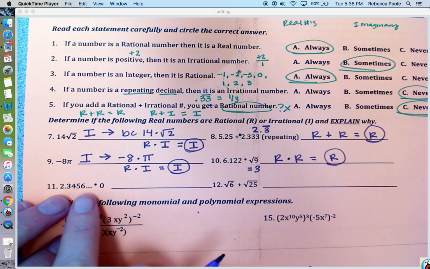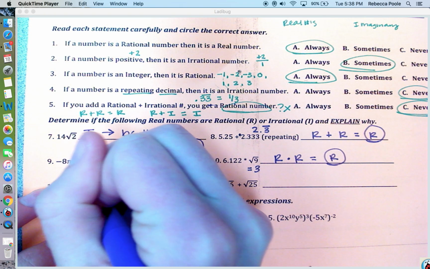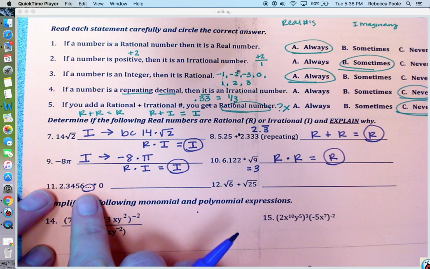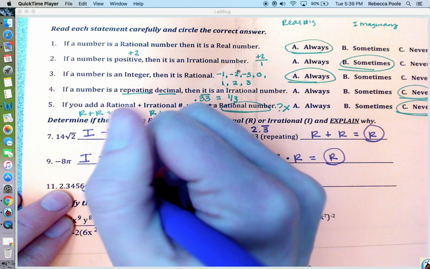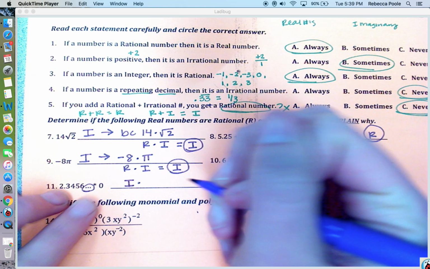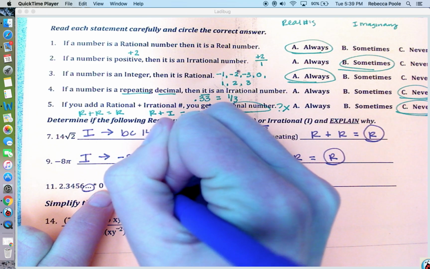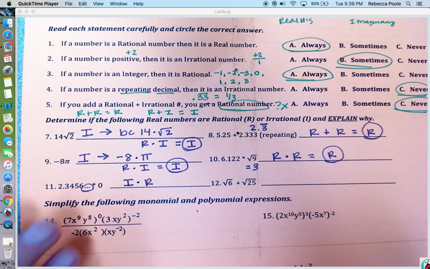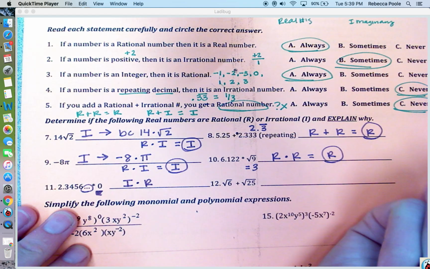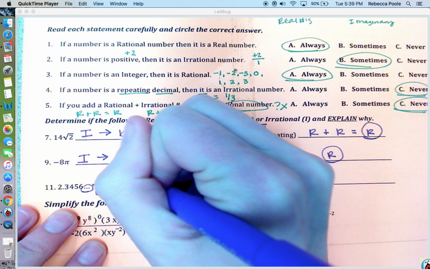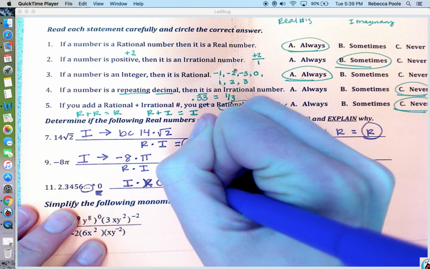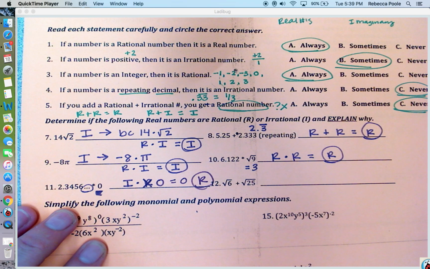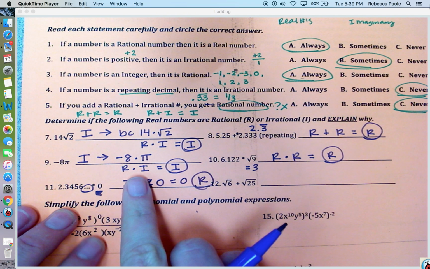All right, for number 11, this right here indicates that this decimal is non-terminating, which means it goes on forever. And there is no repeater bar, so we can't assume there's a pattern. So that makes this first part irrational. And then times a rational. But we have to be careful here, because what is the rational number they gave us? 0. What is anything times 0 going to be? 0, which is rational.